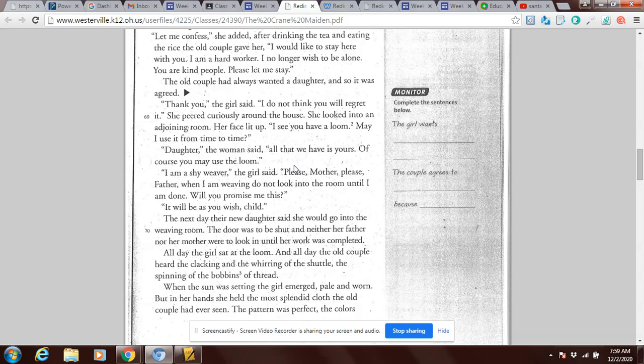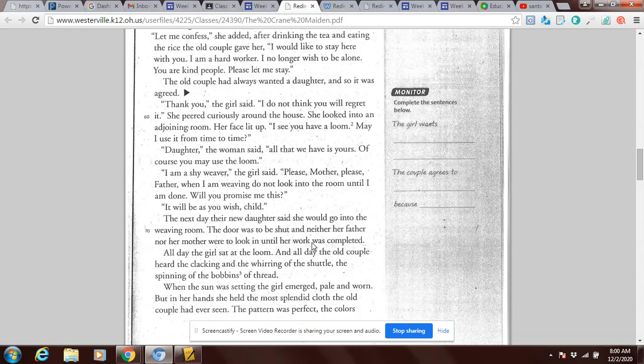May I use it from time to time? Daughter, the woman said, all that we have is yours. Of course you may use the loom. I am a shy weaver, the girl said. Please, mother, please, father, when I am weaving, do not look into the room until I am done. Will you promise me this? It will be as you wish, child.